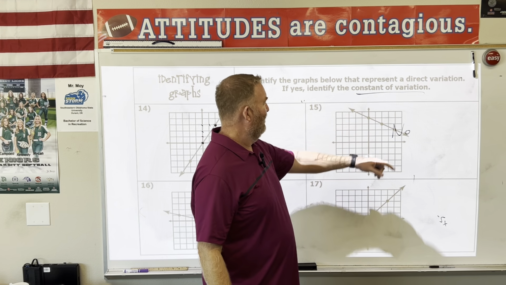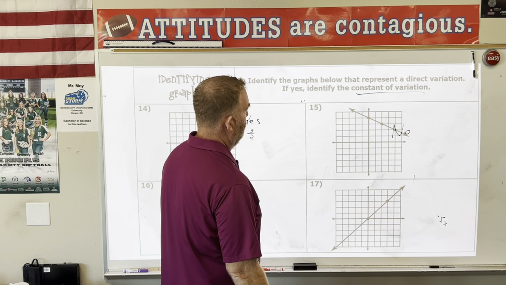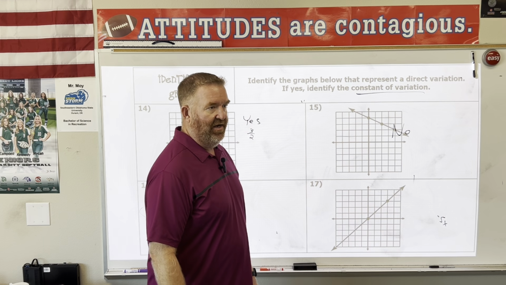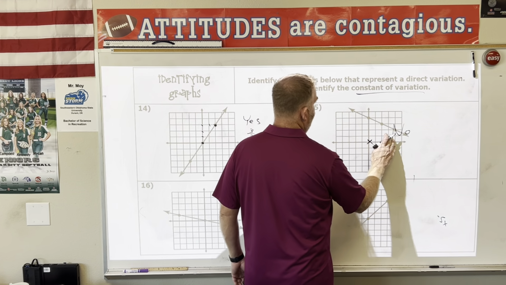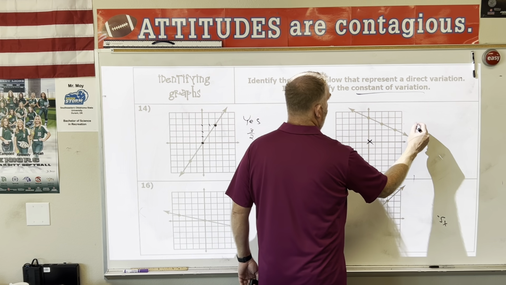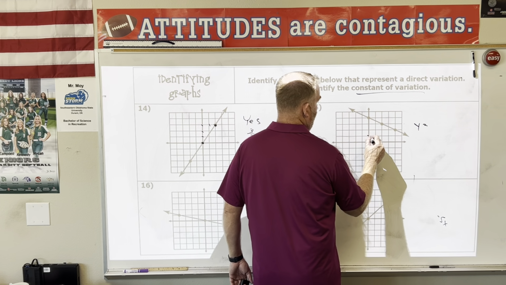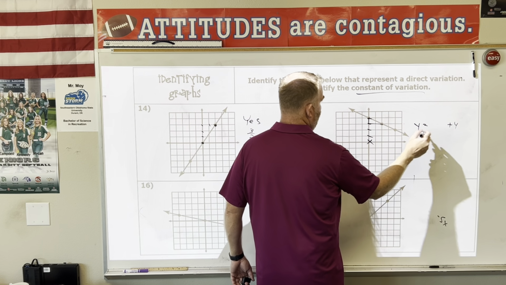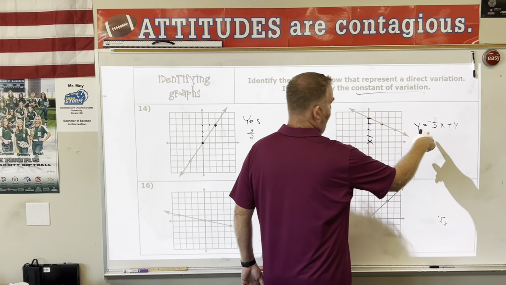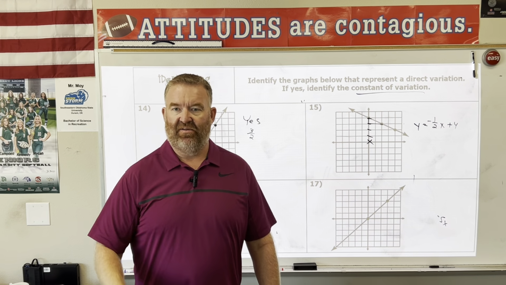It's already written on there. 15. Does that one work? No, it does not. That one does not because it does not go through the origin. If I wanted to write this equation, by the way, here's what it would be. Y equals, this crosses at 1, 2, 3. This crosses at +4, and my slope is down 1 over 2.